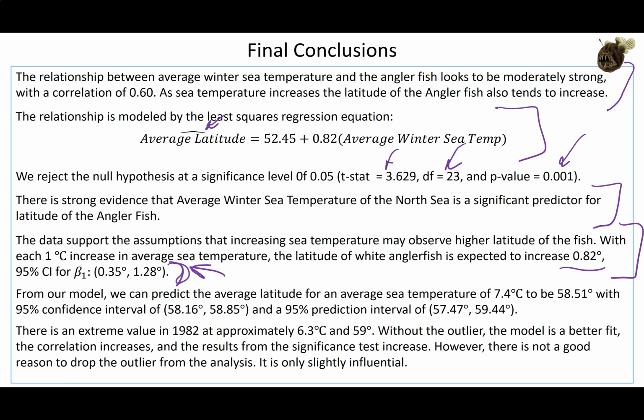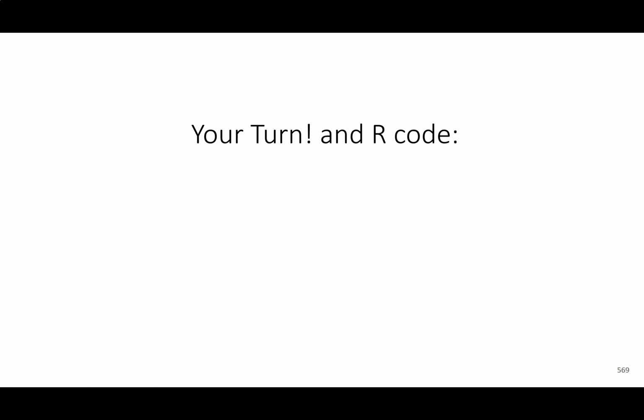Note we didn't actually conclude in context the 95% confidence interval for the slope coefficient, although we should. So from our model, we can predict the average latitude for an average sea temperature of 7.4 degrees to be, there's our point estimate. And here, confidence interval, prediction interval, know that earlier we gave much more thorough examples of how we would write both of those intervals up. This alone wouldn't be a sufficient two-part conclusion for the confidence and the prediction intervals. And then this is talking about that outlier. Definitely feel free to look that over. We included this in the slides. And give your turn example to try.